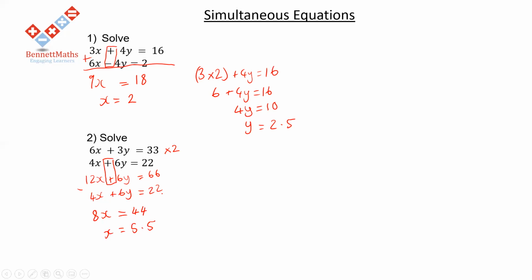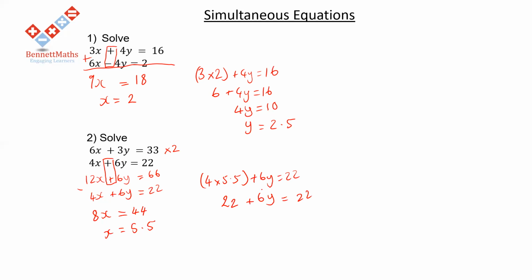Our next step is to substitute into either of those equations. I'm going to go for the second one, just because it's got smaller numbers. So I'm going to do 4 times 5.5, add 6y equals 22. 4 times 5.5 gives you 22. We add 6y on, and that equals 22.